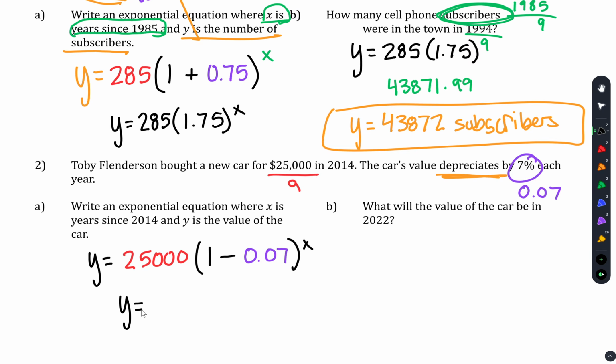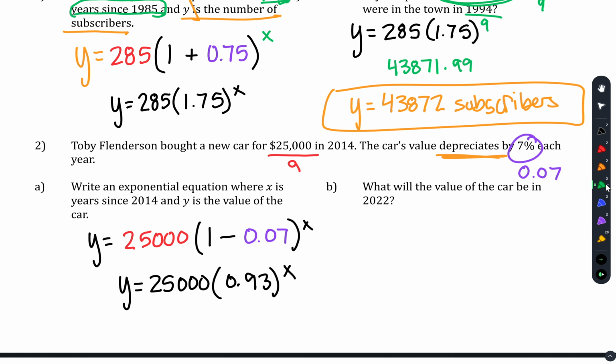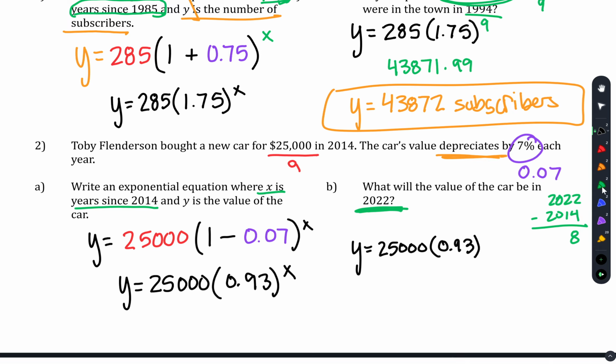If I wanted to simplify that one step, I would rewrite it as y equals 25,000 times 0.93 to the x power. Now I'm going to take that formula. I'm figuring out what is the value of the car in 2022. Years since 2014, I'm going to do 2022 minus 2014. And that's going to give me 8 years. So when I plug in my formula, y equals 25,000 times 0.93, all raised to the 8th power.